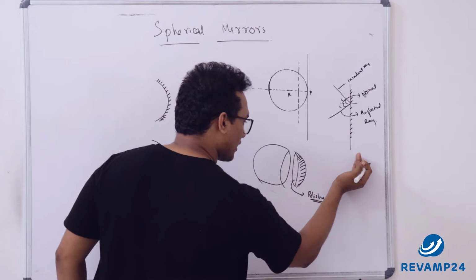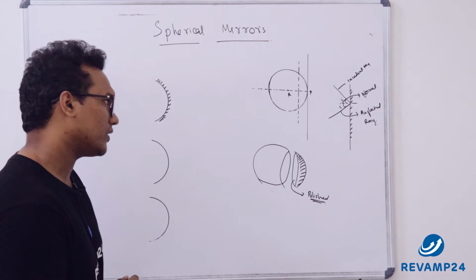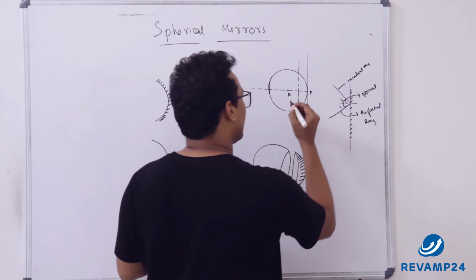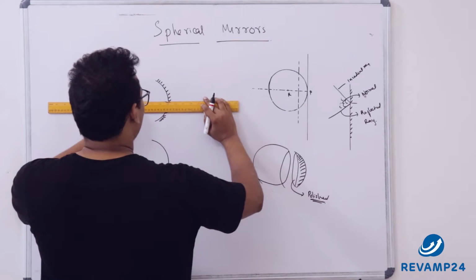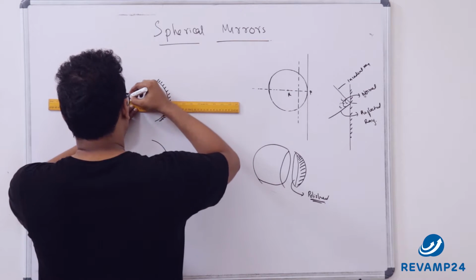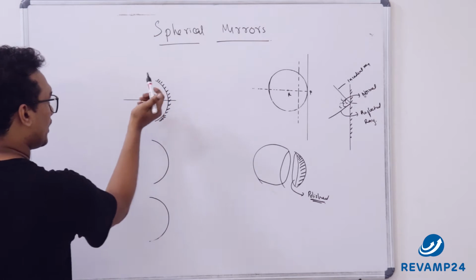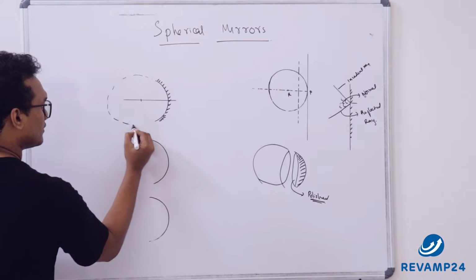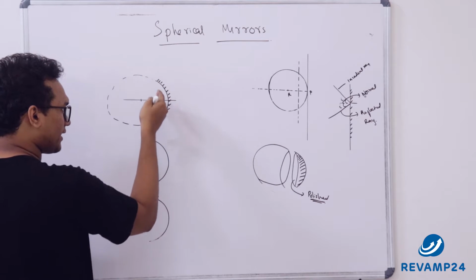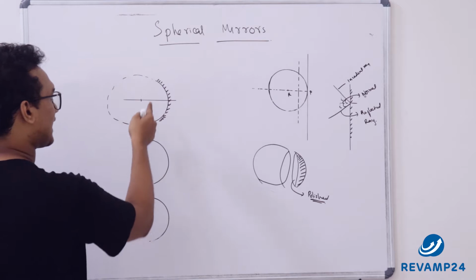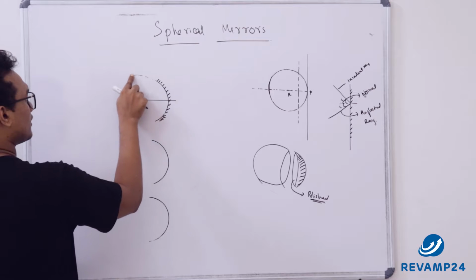So I can call this a spherical mirror because this is a part of a sphere. Now a sphere will have a radius, right? This is the radius of this sphere. Now the radius of the spherical mirror is defined as the radius of the actual sphere from where the mirror is cut off. So this mirror is cut from a sphere which was in this way and had a radius here. So this would be the radius of this spherical mirror.